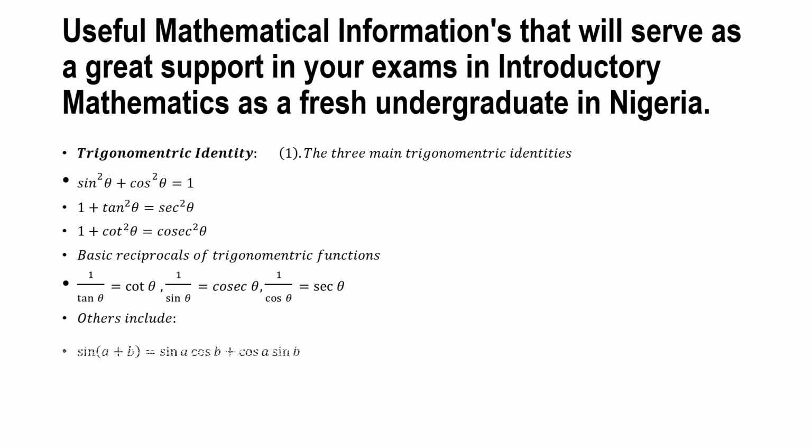Sin (A plus B) equals sin A cos B plus cos A sin B. Cos (A plus B) equals cos A cos B minus sin A sin B. So sin (A minus B) equals sin A cos B minus cos A sin B. Cos (A minus B) equals cos A cos B plus sin A sin B.